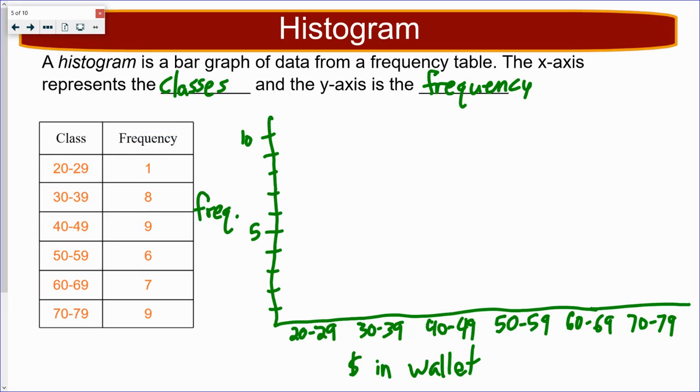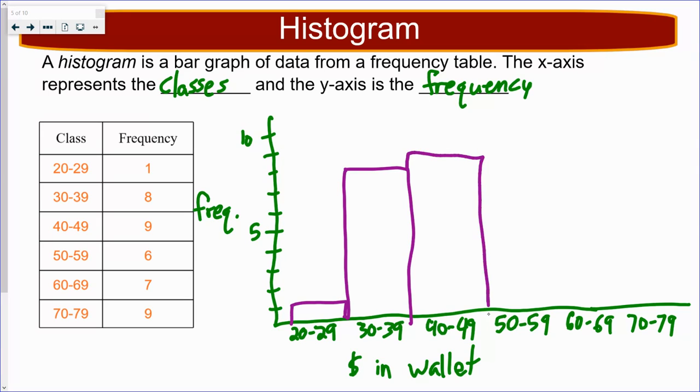So from 20 to 29, there's a frequency of 1. All right. From 30 to 39, there's a frequency of 8. From 40 to 49, there's a frequency of 9. 50 to 59, a frequency of 6. 60 to 69, a frequency of 7. And 70 to 79 with a frequency of 9.